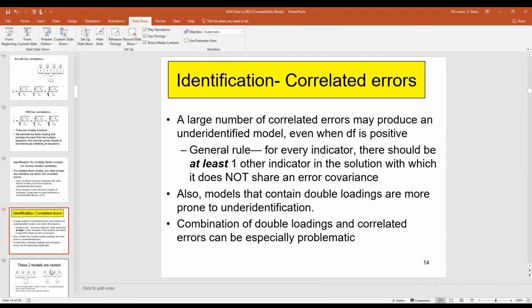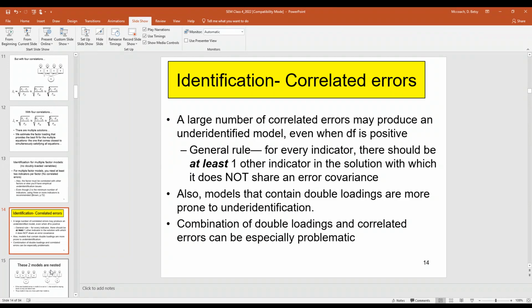So here's a good general rule to live by. For every indicator, there should be at least one other indicator with which it does not share an error covariance. This seems very minimal, and I'm not suggesting you build models that look like this. But if you build every conceivable correlated error, you're going to end up having problems. And then, as I said, models that have double loadings tend to be more prone to under-identification.